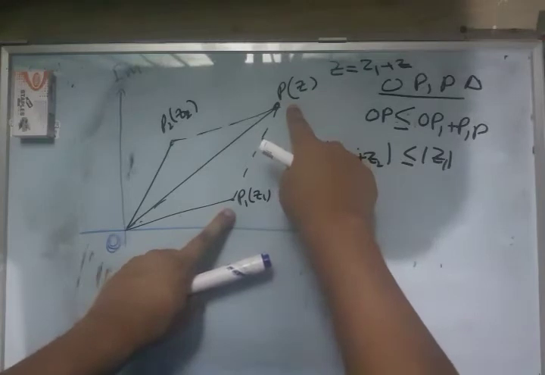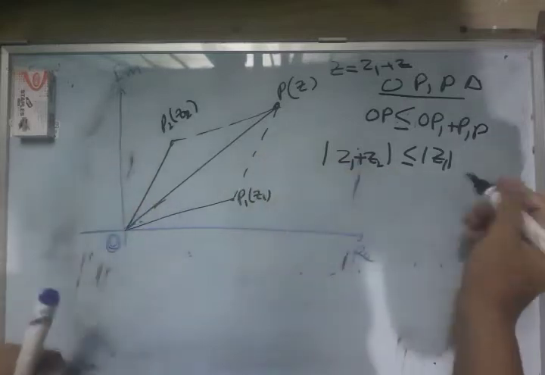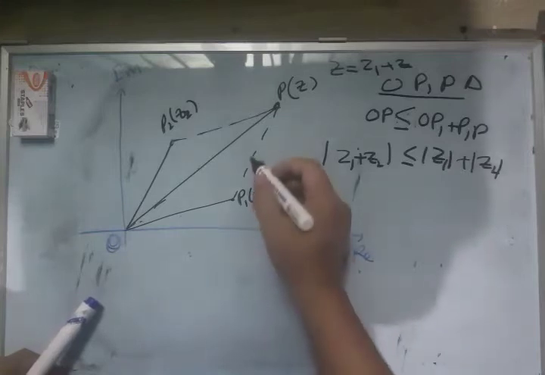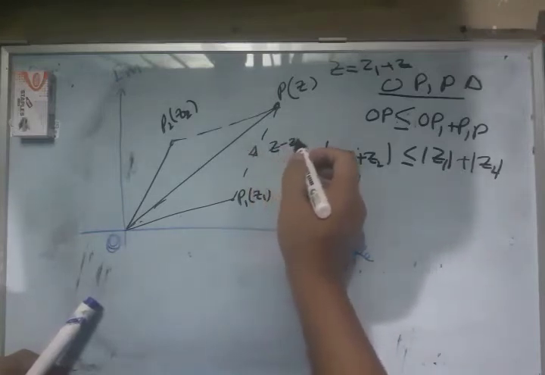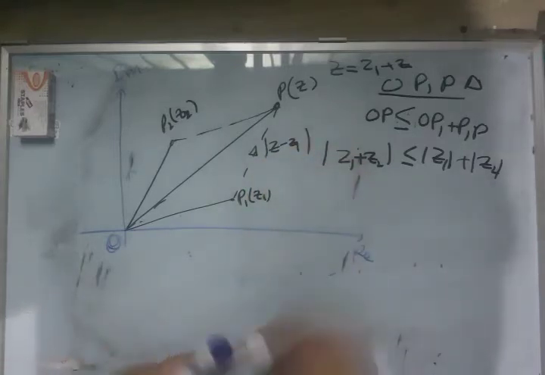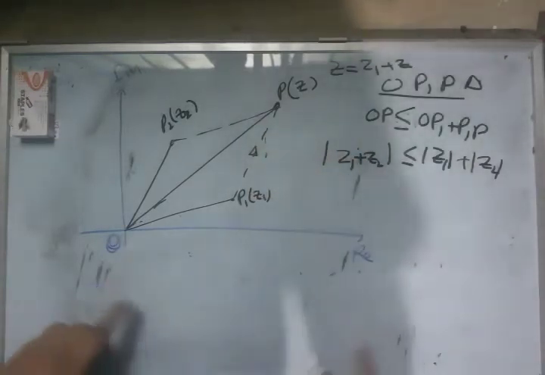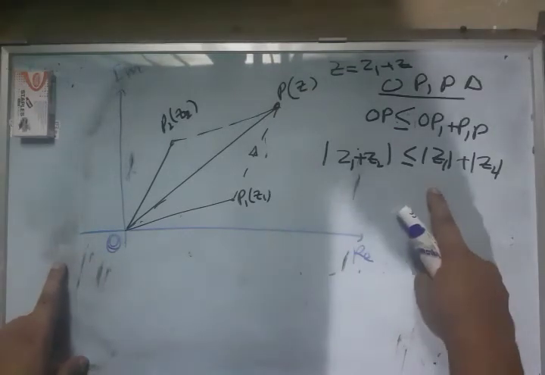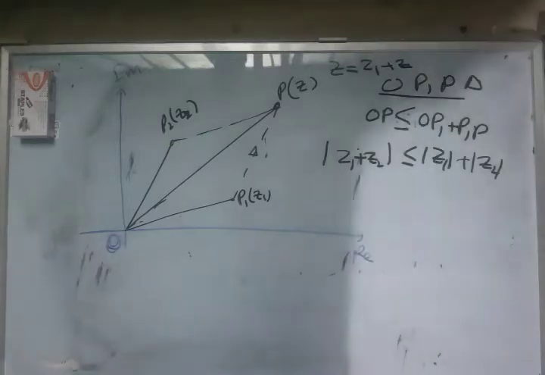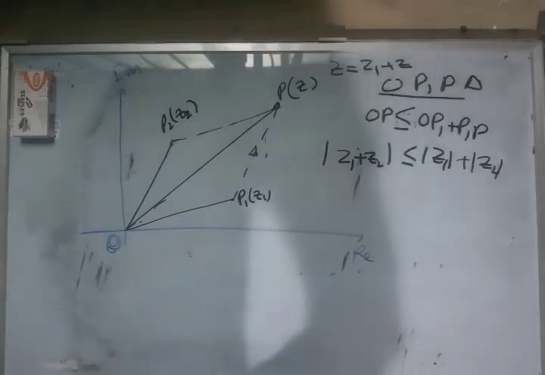What is P1P? P1P is equal in length to OP2. So this is z2, right? So you can also call this the modulus of z minus z1. Let me not say that here, otherwise it will be confusing. So this is the triangular inequality, and we'll look at another property here which is very important.